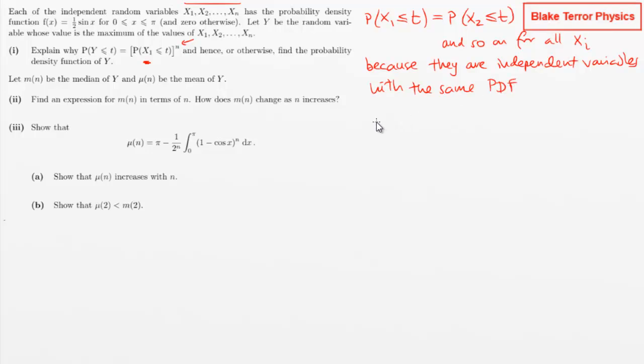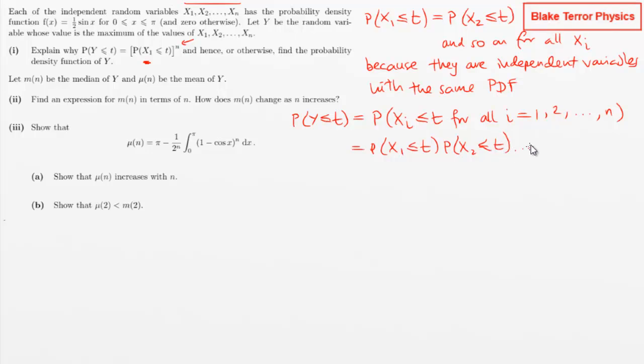Then we want to get to the probability that y is less than or equal to t. Now y is taking the maximum value out of all of the x's. So that's going to be the probability that xi is less than or equal to t for all i equal to 1, 2, up to n. And that is equal to the probability that x1 is less than or equal to t multiplied by the probability that x2 is less than or equal to t, all the way up to the probability that xn is less than or equal to t.